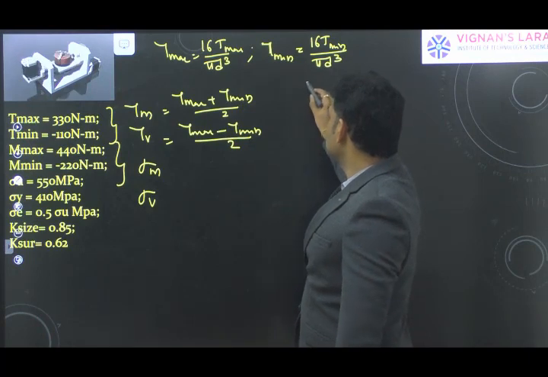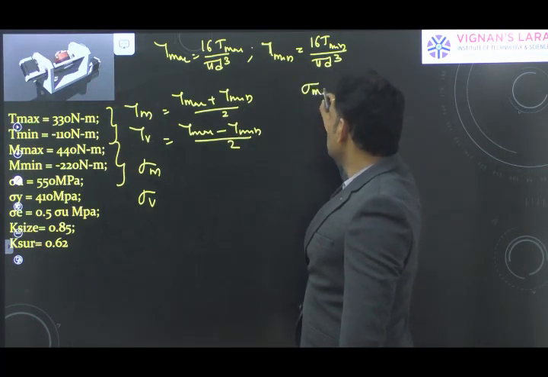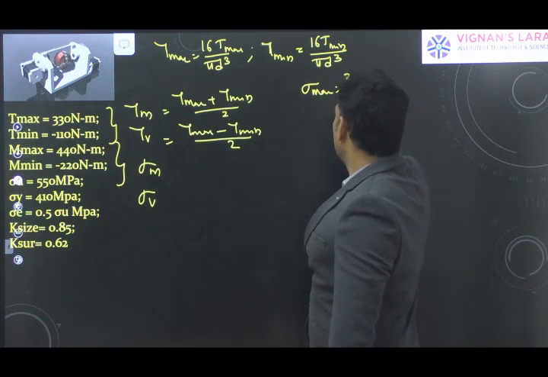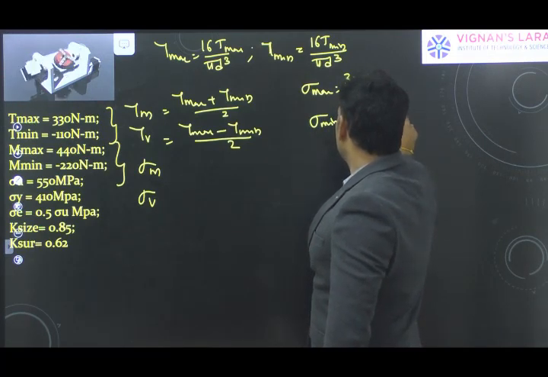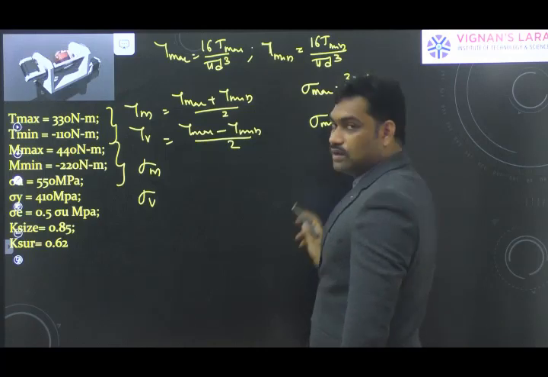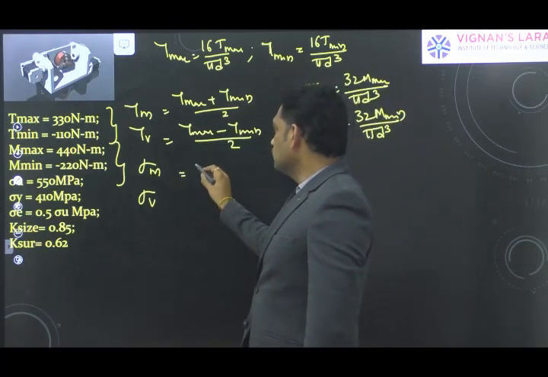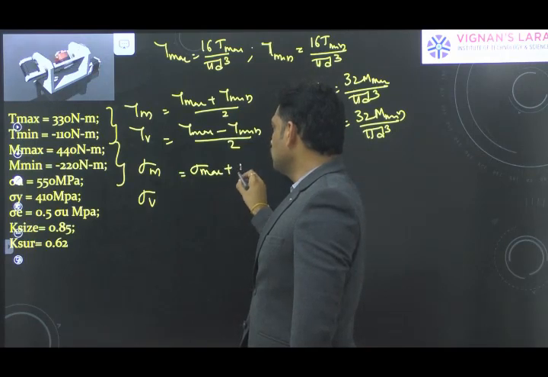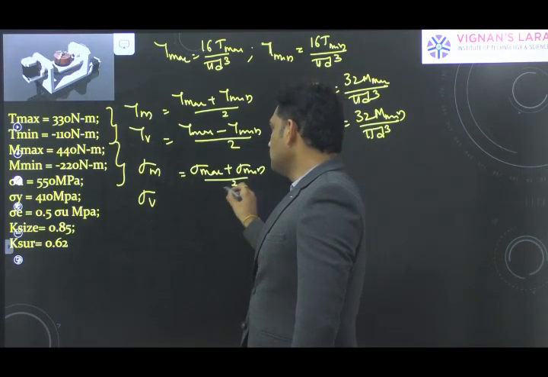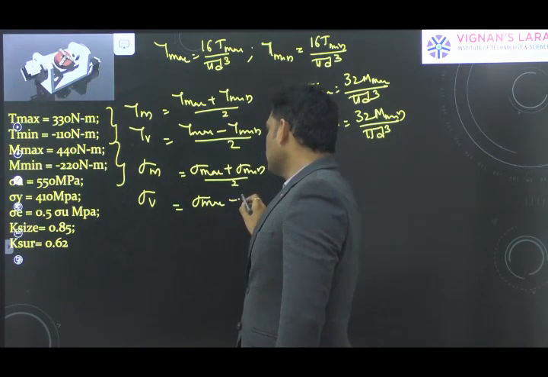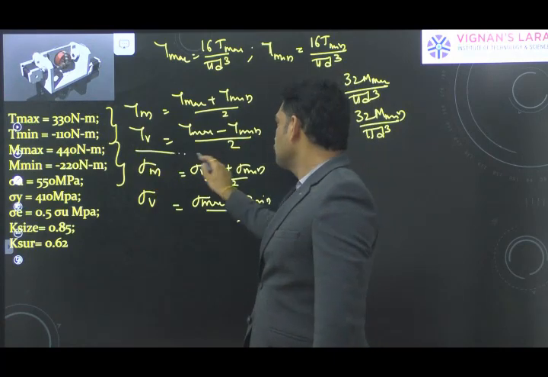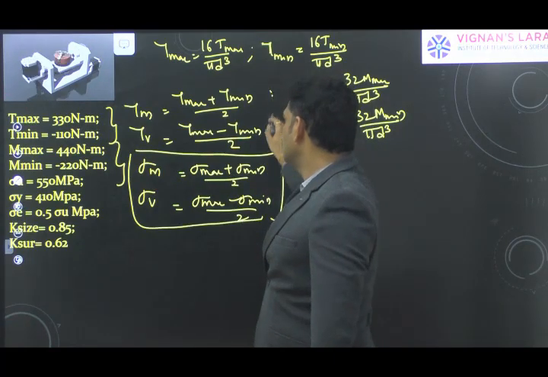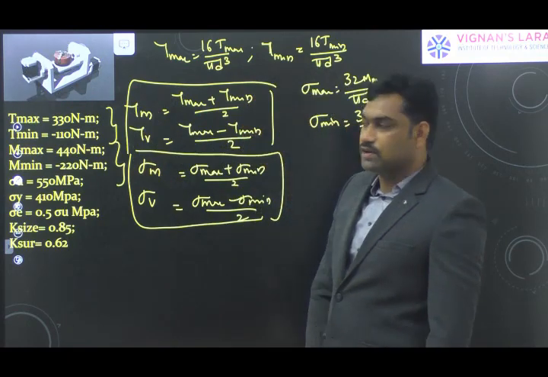So here the bending stresses are given by sigma max equal to 32 F max by pi d cubed, and sigma minimum is given by 32 F minimum by pi d cubed, similar to the earlier case. So we can find out the mean stress in normal bending, sigma max plus sigma minimum by 2, and the variable stress, sigma max minus sigma minimum by 2. Here all the mean stresses as well as the variable stresses will be obtained in terms of diameter, because the diameter is unknown.